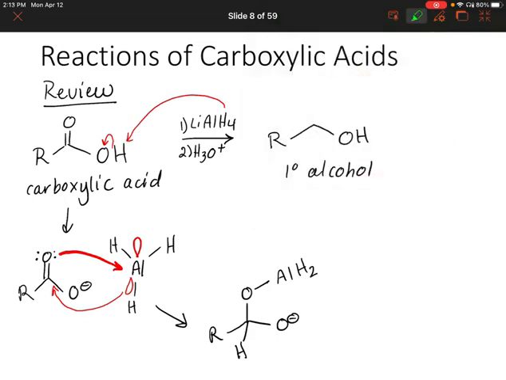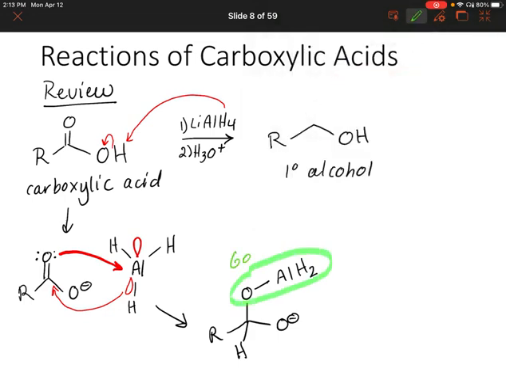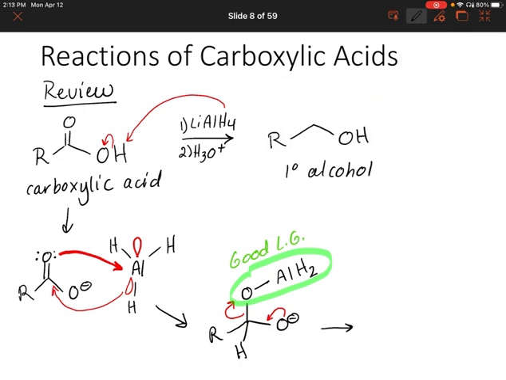So we've actually created a good leaving group when we did this. So now electrons from our negatively charged oxygen will come down to form a double bond, and our leaving group will leave. All right, so now we have an aldehyde, and we're just going to do all of that again.